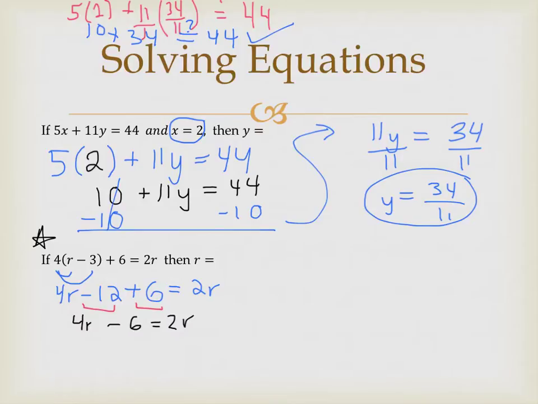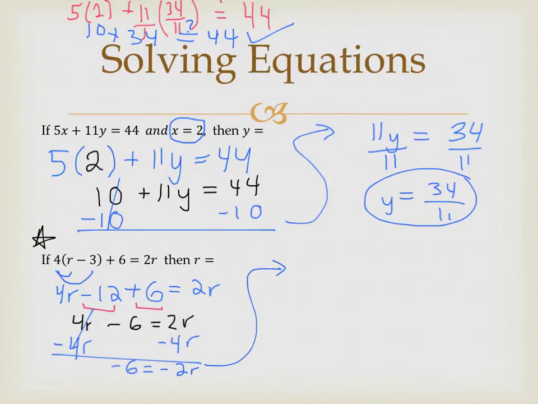You can't do that. Instead, what you'll think to yourself is, what is the opposite of 4r? What is the inverse of 4r? Well, 4r is positive 4r. So the opposite of plus 4r is minus 4r. So we're going to subtract 4r from both sides. Remember, this is a balance beam. This is an equation. Whatever you do to one side of the equal sign, you have to do to the other. So 4r minus 4r is 0. So then you just have negative 6 on one side of the equal sign, and you have 2r minus 4r on the other. 2r minus 4r is negative 2r.